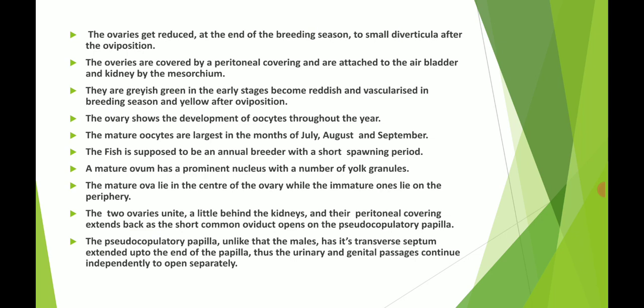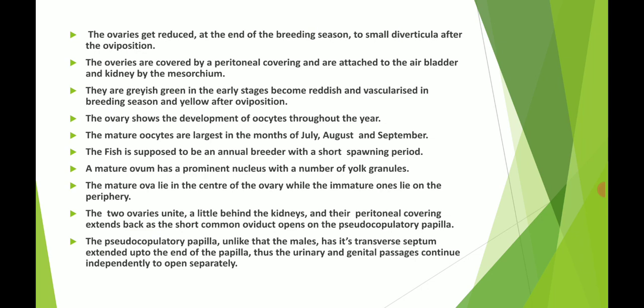A mature ovum has a prominent nucleus with a number of yolk granules. In the formation of the ovum, there is a prominent nucleus with a number of yolk granules. The mature ova lie in the center of the ovary, while the immature ones lie on the periphery.